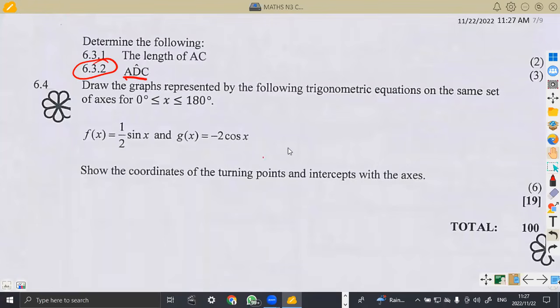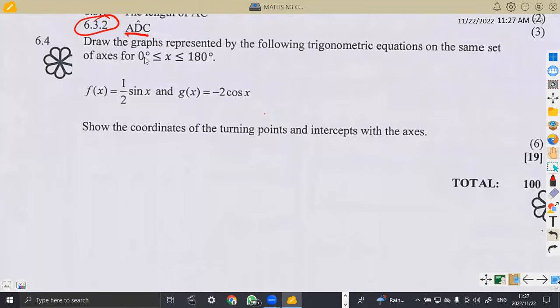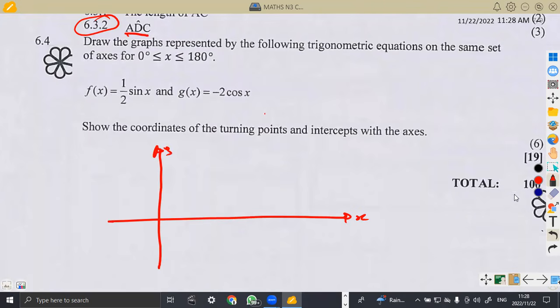Draw the graphs represented by the following trigonometric equations on the set of x's from 0 to 180. So from 0 to 180, that's our x here, that's our y. We can have 0 here, 90 degrees, 180 degrees. So we can actually use a table. We've got f of x, which is y equal to half sine x. We can just have a table for that.